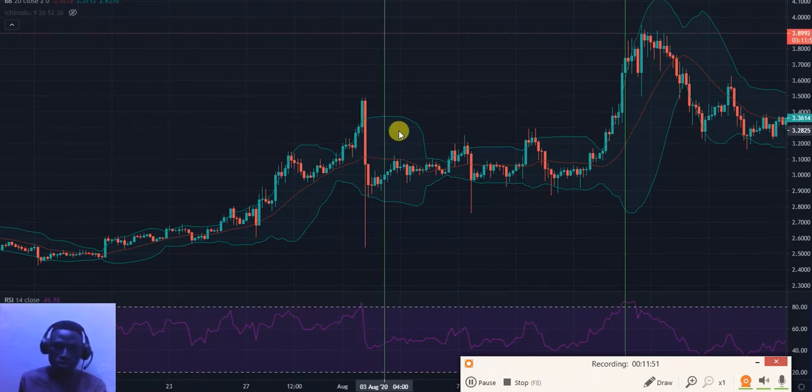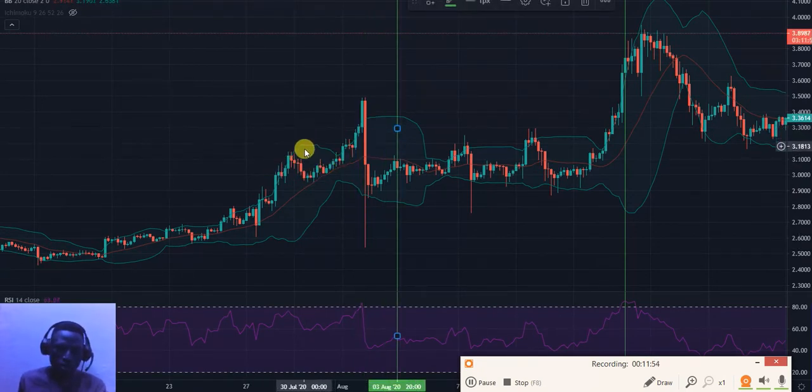Look at this one too. It came out of the Bollinger Band there, but it didn't touch it here. You leave it. It came out here again. It's not yet touched. You leave it. Now it came out here again and it touched the upper band of the RSI. Then what do we do next?